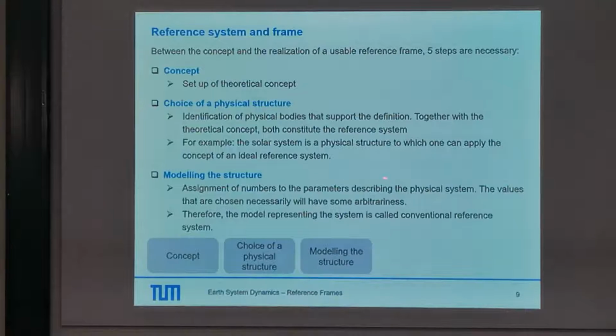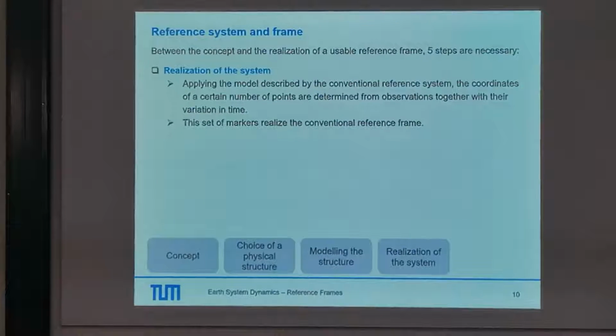So you have to assign numbers to the parameters which describe the system. For example, the mass of the planets, the mass of the sun, an AU, an astronomical unit, or the speed of light, and so on. So you have to define some kind of physical constants in order to describe the system. The values, as we heard before, are chosen necessarily and will have some arbitrariness. And therefore, the modeling representing the system is the so-called conventional reference system. And afterwards, it's directly moving on to the realization. So the 4th step is the realization, applying the model described by the conventional reference system.